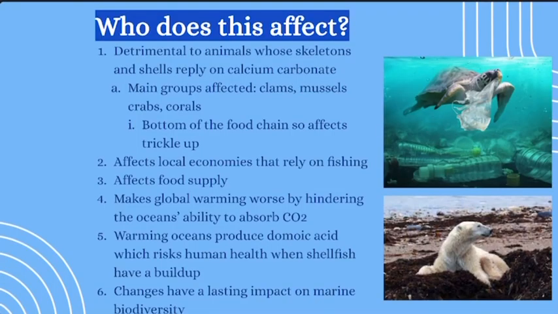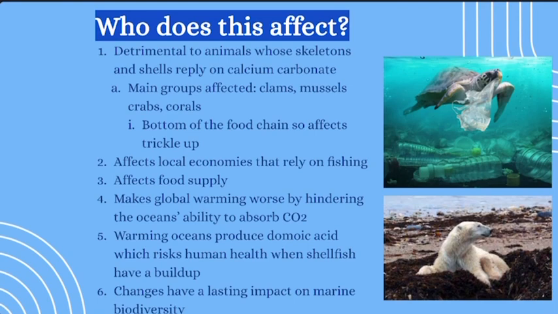The warming of the ocean affects all aspects of our world, but it is mainly detrimental to animals whose skeletons and shells rely on calcium carbonate. The main groups that are affected by this include clams, mussels, crabs, and corals. Since they are at the bottom of the food chain, this affects everyone because it trickles up the food chain. This also will affect local economies that rely on fishing and affect the food supply.